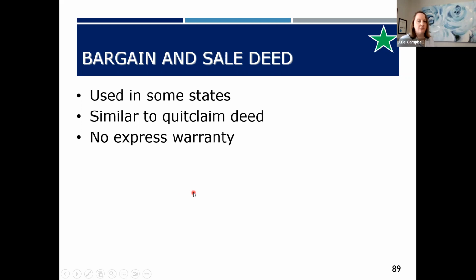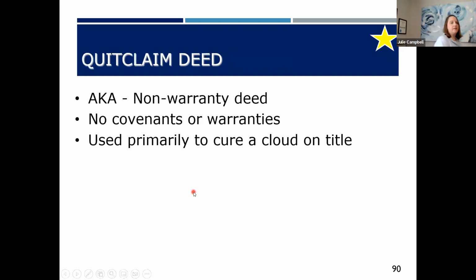What we may use in North Carolina is something called a quitclaim deed. Big difference in quitclaim and bargain and sale. Bargain and sale uses implied warranties. Quitclaim has no warranties whatsoever. There are no express warranties. There are no implied warranties. Basically, what the quitclaim deed is saying, what I got, you get. If I got nothing, what do you get? Absolutely nothing.